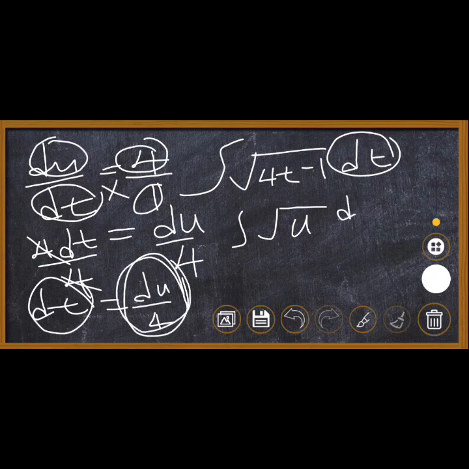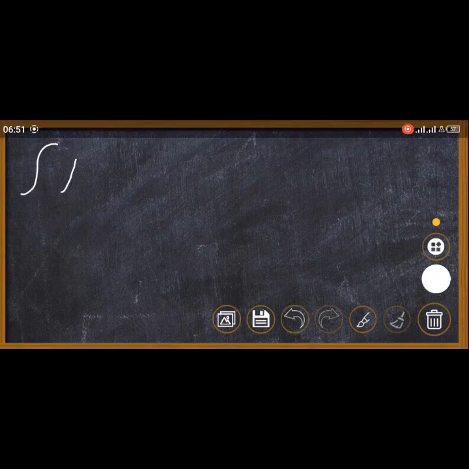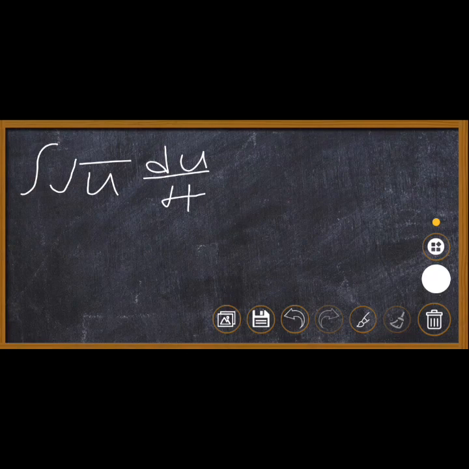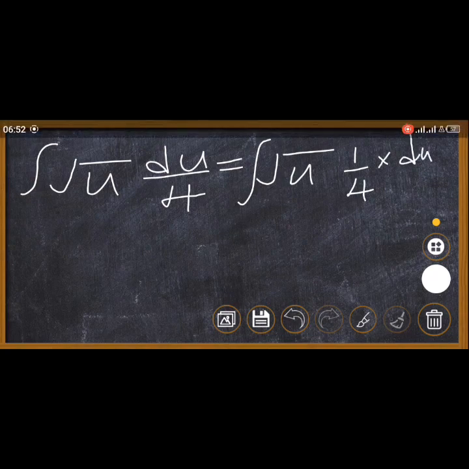So in this case, we are going to have du over 4. So let's just create space here. We have the integral of root of u, then here we have du over 4. This is the same as 1 over 4 multiplied by du, because 1 multiplied by du is still du. So this is just the same as this.